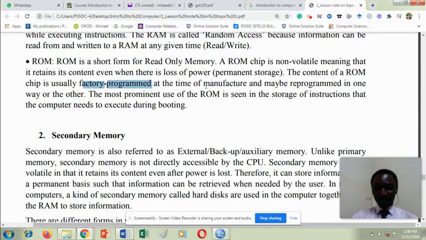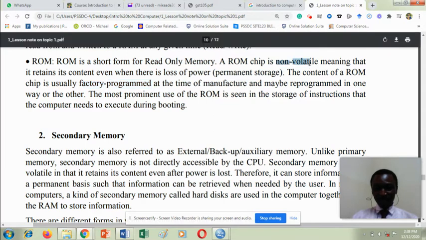So this is non-volatile, while RAM is volatile. It means that when the light goes off while you are working with RAM, you lose your information. It is temporary, but ROM is permanent.